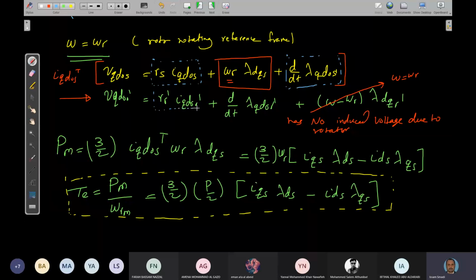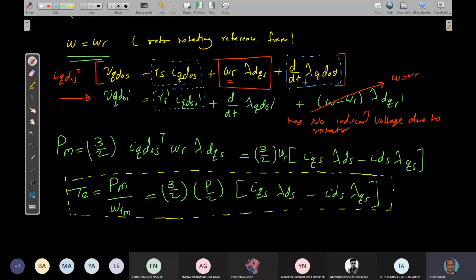Now I can understand each term and its contribution to the power. When I multiply by the current, I know the first term will generate the power losses. The second term, which is associated with omega, contributes to the developed power, the mechanical power or the converted power. And the last term, which is the current multiplied by d by dt of lambda, has a relation with the energy stored in the magnetic field.